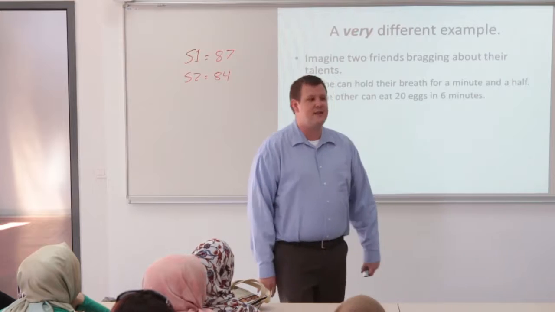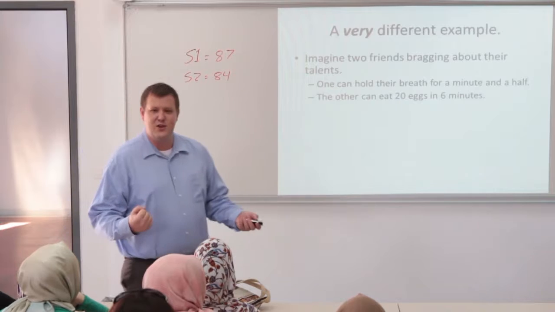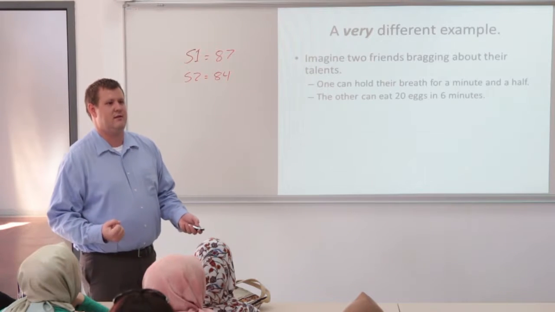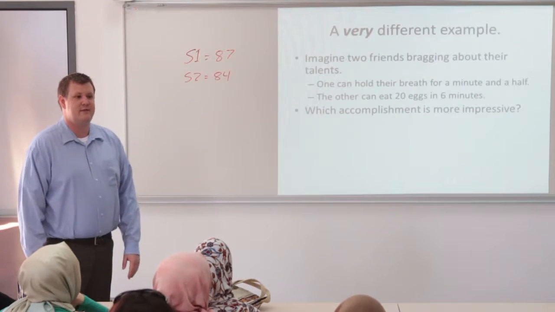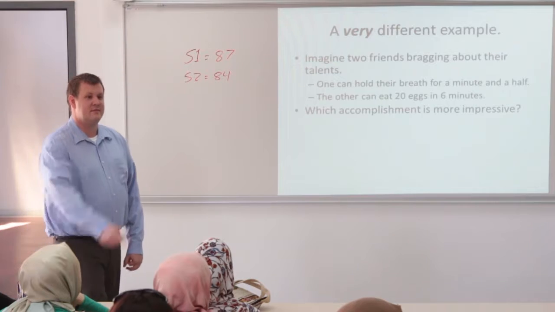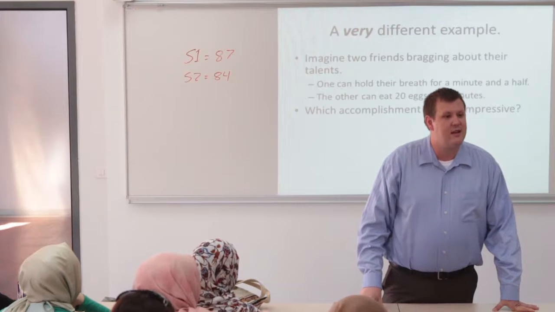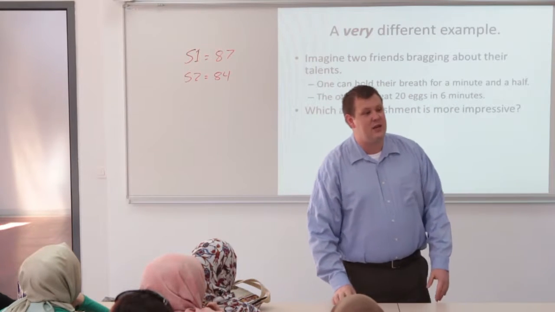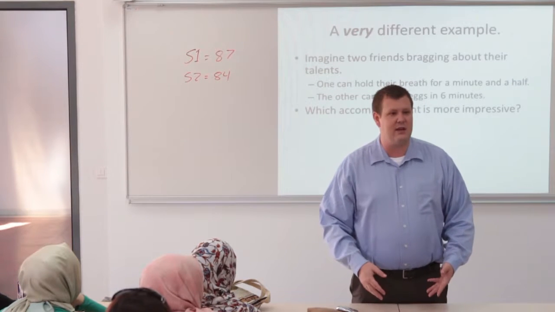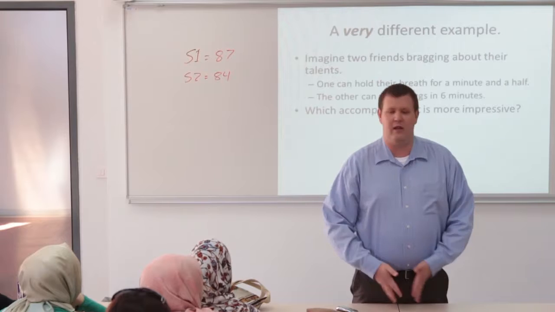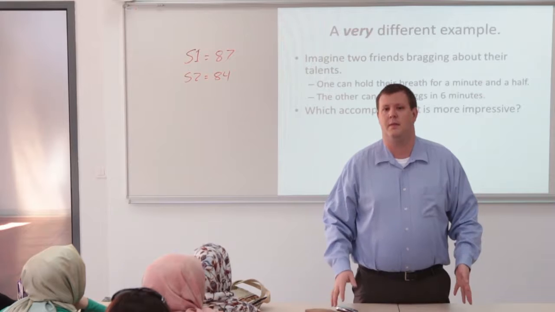Now, which student is more impressive? Which friend can do something more amazing than the other? Which accomplishment is more impressive? You have to look at the other. The other what? We have to look at the other what? You have to look at the variance of the same activity if the others are doing it. Yeah, we need to look at the variability of the number of eggs that people can eat in 6 minutes. We need to look at the variability of how long people can hold their breath. Does that make sense? What else do we need besides the variability?